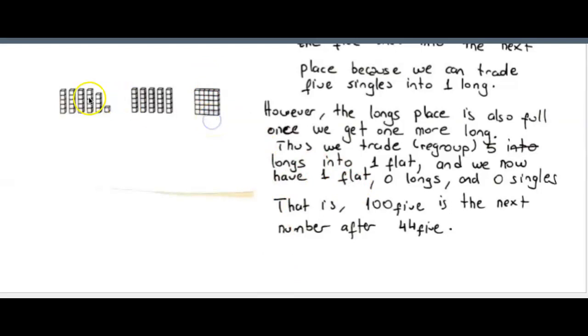So which means, I just have 1 flat. We are just adding here. In here I have 1 single. If I add 1 single, then I'm going to have 5 longs. But if I have 5 longs, I'm going to have 1 flat. So my answer will be 1 flat, 0 longs, and 0 units, base 5. What comes after 4, 4 base 5 is going to be 1, 0, 0 base 5.